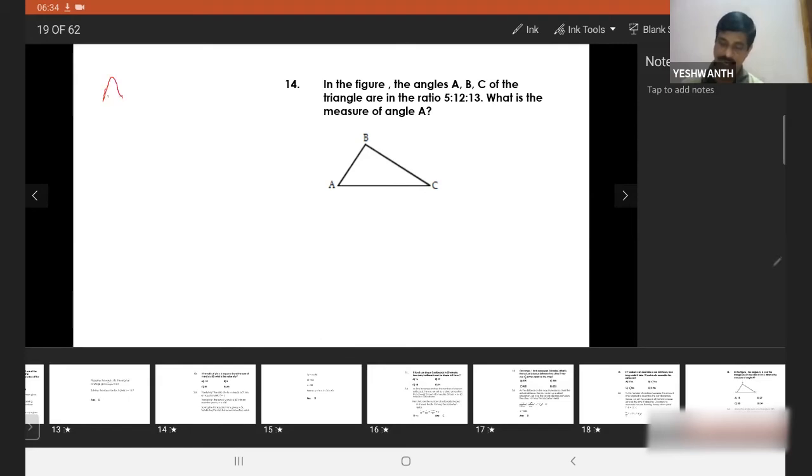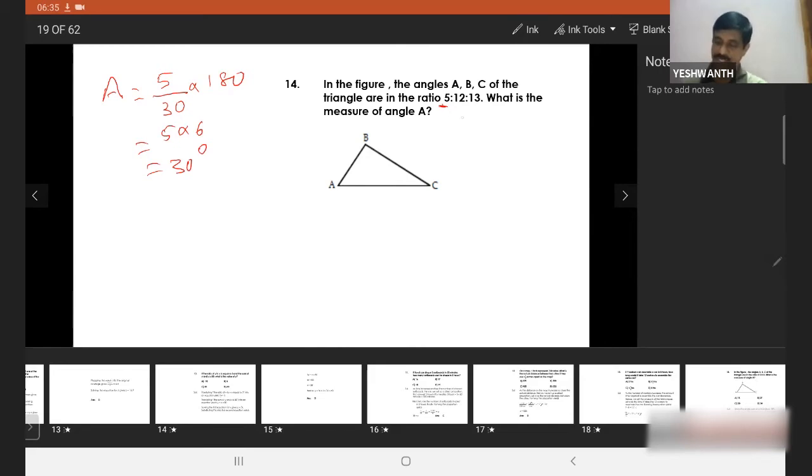See, you want angle A, so take angle A's ratio. What is A's ratio? 5. A's ratio is 5, divided by the total ratio. What is the total ratio? 5 plus 12 plus 13, that is nothing but 30, into the total angle, that is 180, right? Whenever ratios are given, this is the technique we use. If he is asking angle A, we take A's ratio by total ratio into total angle. This is the logic. So this is 5 into 6, that is 30 degrees. So angle A is 30 degrees.